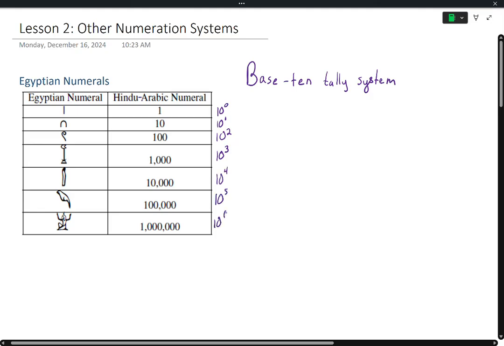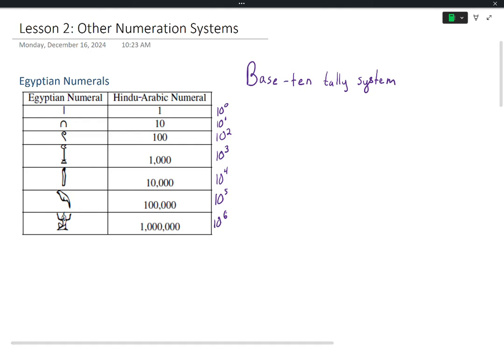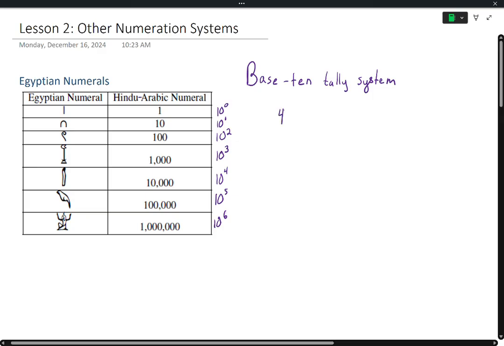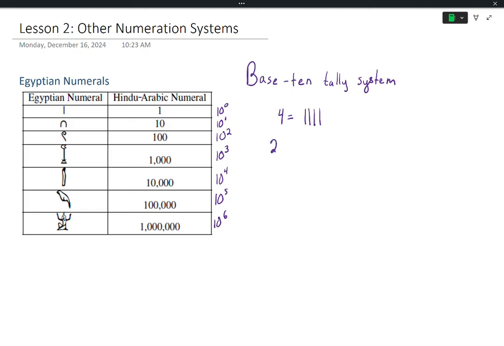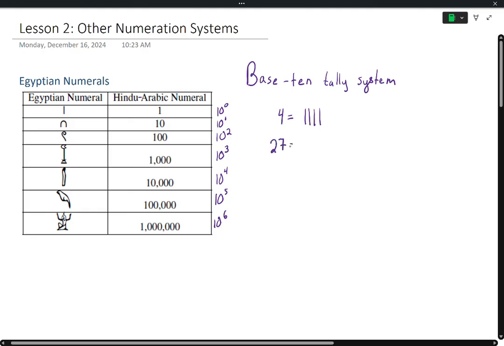It's a tally system because we represent numbers by using multiple symbols. So, for example, in this system, if we were representing 4, we would use 4 tallies because that's the symbol they use for 1. Now, if I wanted to do something like 27, I would do 2 of their symbols for 10 because 20 is 2 tens, and 7 of their symbols for 1, because 7 is 7 ones.